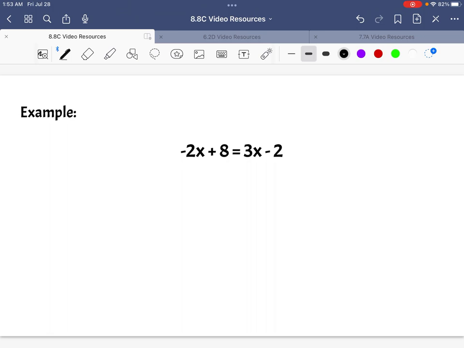And when we're solving equations with variables on both sides, it's important for us to get the variables on the same side of the equation first. And so I'm going to highlight the terms that have variables in them. So we have -2x and we have +3x, and they are on both sides of that equation sign. So I want to get them on the same side.